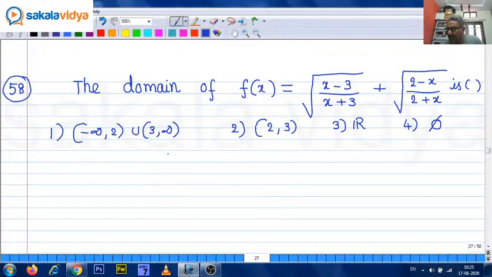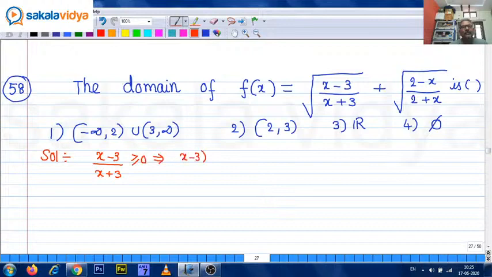Right, let us see. Here it is actually the sum of two functions. Let us find the domain of the first function, say d1, and the domain of the second function, say d2. We need to find d1 intersection d2. So first, the solution for the first function: (x minus 3) upon (x plus 3) is greater than or equal to 0.